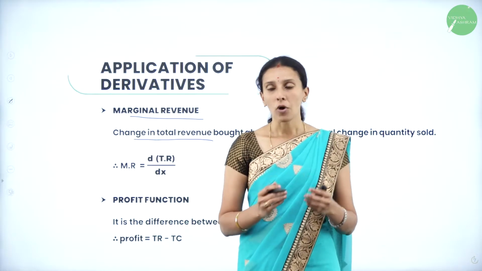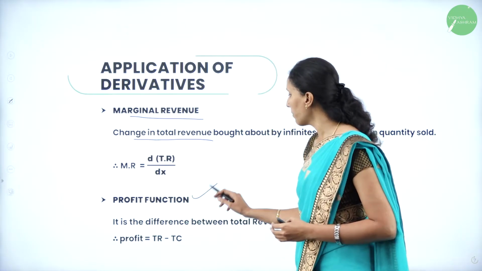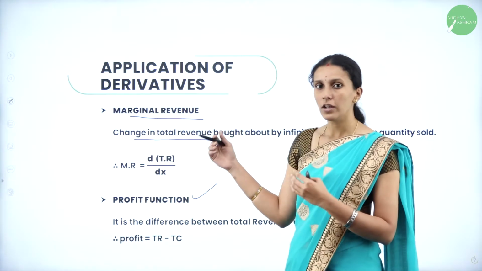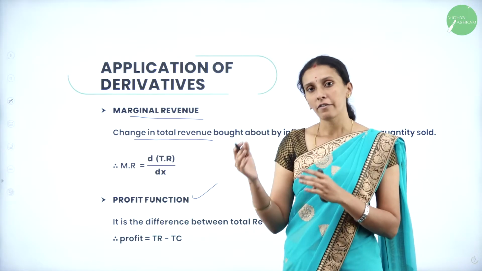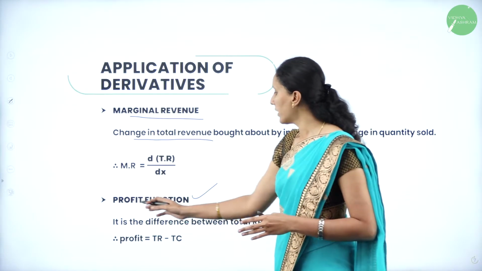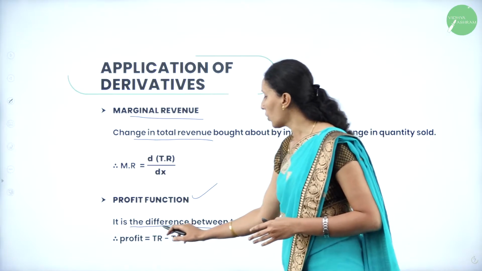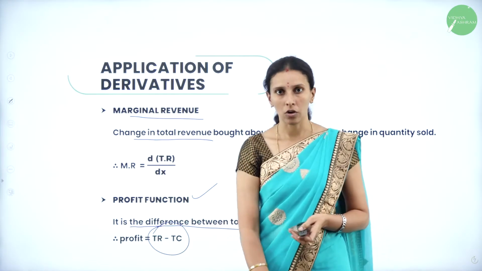Next we have a profit function. What do you mean by profit function? Since all revenues and costs are expressed in terms of functions, we call profit a profit function. It is always the difference between the total revenue and the total cost.